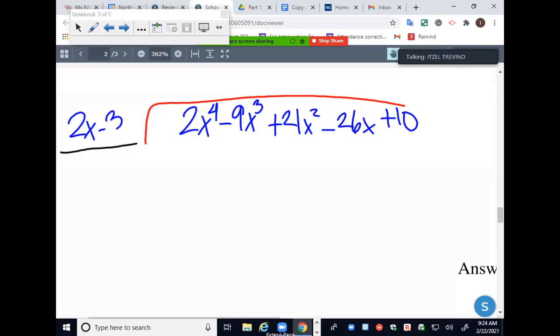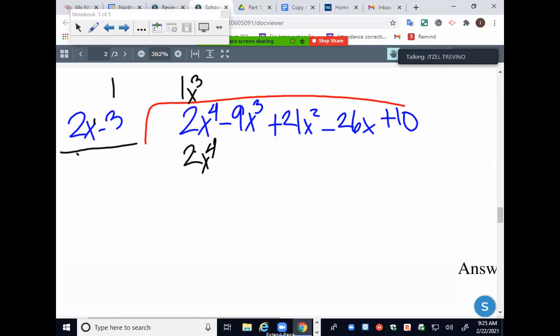So let's begin. 2, right here, goes into 2 how many times? Just once, right? So we can put 1. And x doesn't have an exponent, but it's just 1. It goes into x to the fourth power. Well, 4 minus 1 is 3. And then I'm going to multiply it. 1x to the third power times 2x gives me 2x to the fourth power.